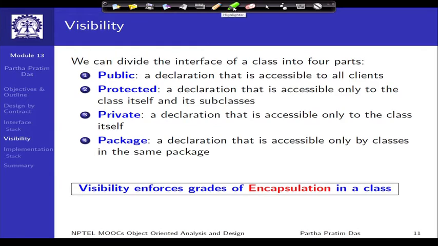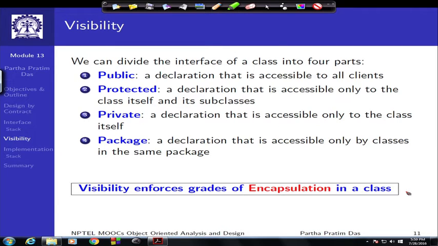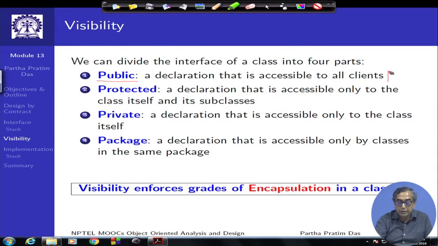So, we may note that there are typically 4 types of visibility, or you can say that the interface can be divided into 4 different parts. One is called public. This is an interface which is accessible to all clients, anybody can use that, and typically when we talk about an interface for use, like we were talking about stack, this is based on only the public visibility, because anybody should be able to use the push, pop, top, empty kind of interface.